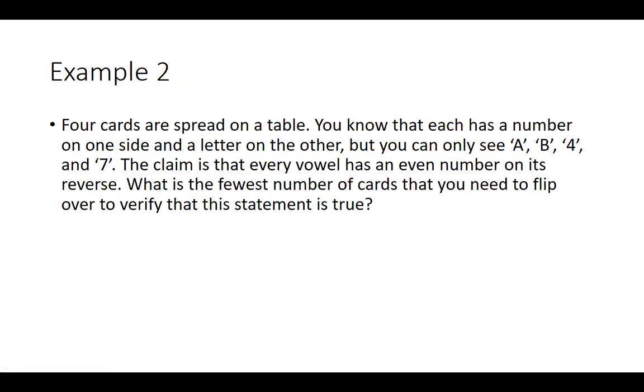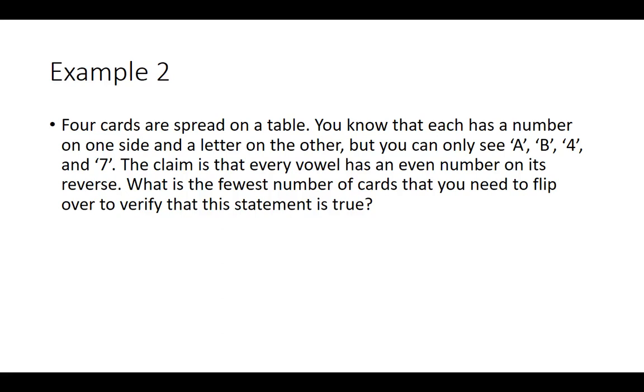In example 2, 4 cards are spread on a table. You know that each has a number on one side and a letter on the other, but you can only see A, B, 4, and 7. The claim is that every vowel has an even number on its reverse. What is the fewest number of cards that you need to flip over to verify this statement is true?